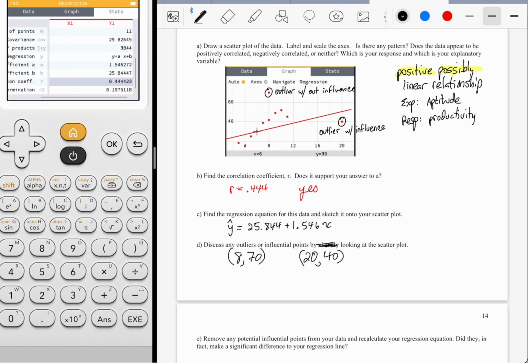All right. So again, outlier without influence. That's what we suspect. Outlier with influence.